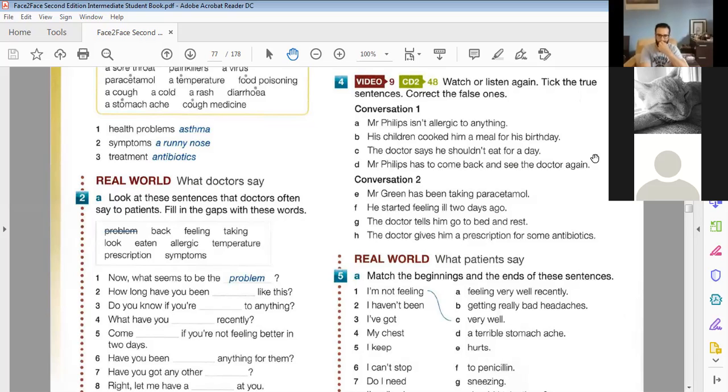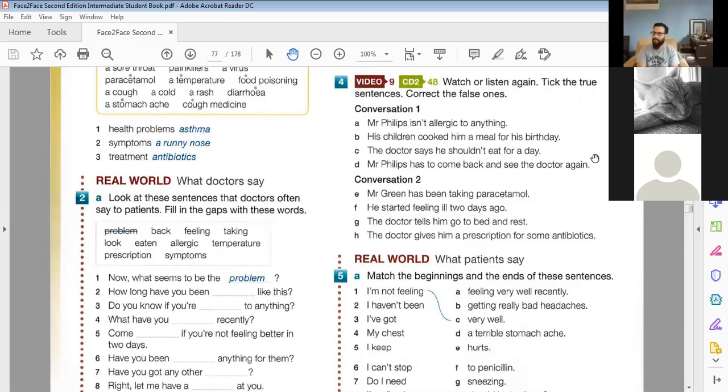Conversation 2. Hello, Mr. Green. Please sit down. Thanks. What seems to be the problem? Well, I haven't been feeling very well recently. My chest hurts and I keep getting really bad headaches. Have you been taking anything for them? Yes, paracetamol, but it didn't really help much. Have you got any other symptoms? Yes, I can't stop sneezing. Yes, I can see that. And how long have you been feeling like this? Oh, let me see. It's 3 days now.